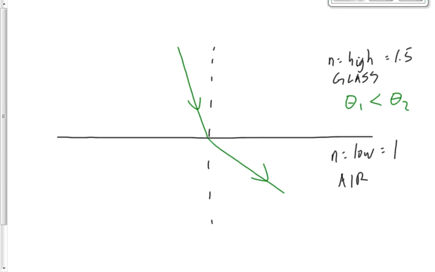Let's draw another ray of light. Here our angle of incidence is about twice what it was before. That's going to cause an even bigger angle of refraction. Still see that theta 1 is less than theta 2, and theta 2 is bigger than it was the last time, because our theta 1 was bigger than it was the last time. Let's increase it even more. See what happens.